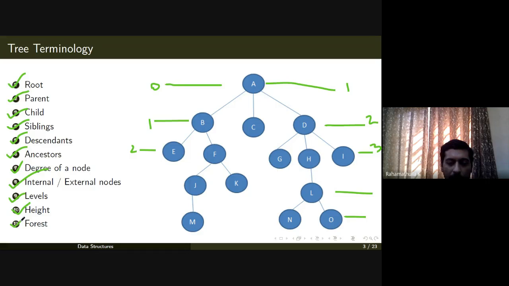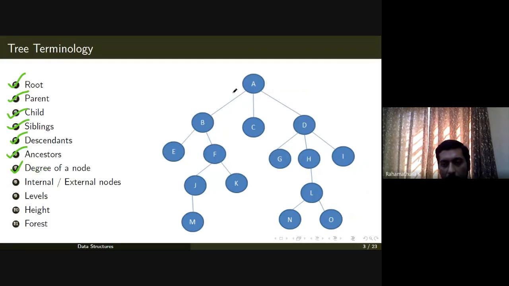Next is a forest. Forest is a collection of trees. For example, if you remove this particular node A and all these edges, then you are left with one particular tree T1. This has got only one node. This is tree T2, and this has got another set of nodes, which is T3.